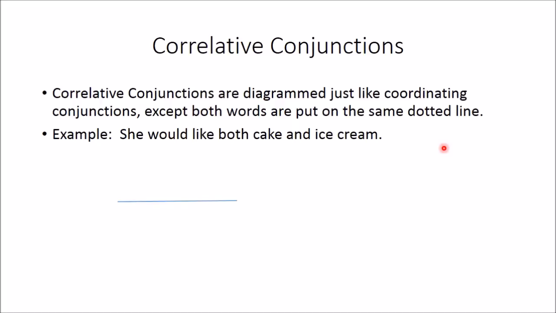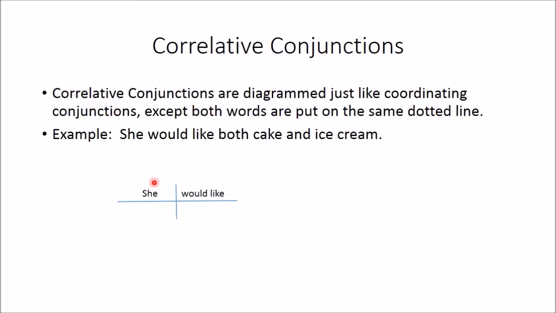So she is the subject, and would like is the verb phrase, right? And what would she like? She would like both cake and ice cream. So that is a compound direct object using correlative conjunction. The correlative conjunction being both and, right? So compound direct objects, those are the things she would like, connected by two words, which makes it correlative conjunction.